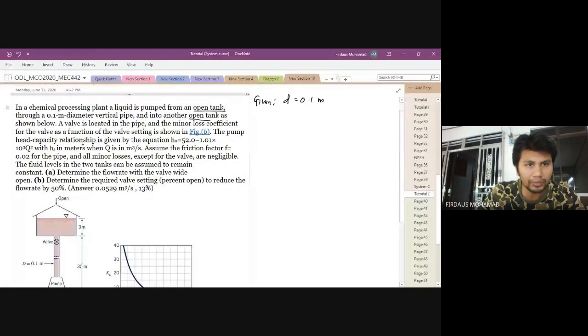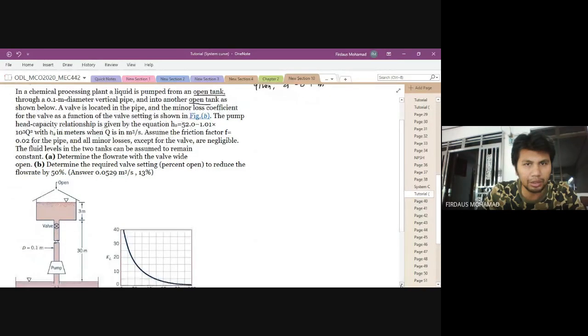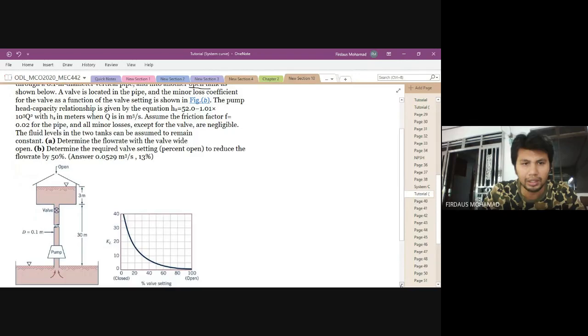And then a valve is located in the pipe, and the minor loss coefficient for the valve as a function of the valve setting is shown in figure B. This figure is given in order to obtain the loss coefficient for the valve. 0% means that the valve is totally closed, and 100% means that the valve is open. So this is to obtain the KL, loss coefficient for the valve.